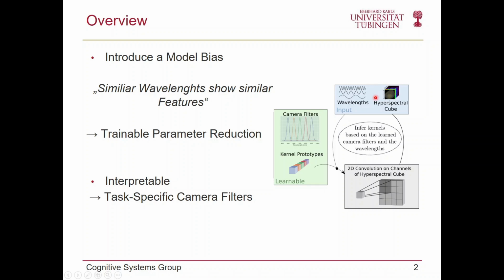As an input, we have the hyperspectral cube and the wavelengths of each input channel. And the model itself has two trainable components, the camera filters and the kernel prototypes. By using the input wavelengths, we can sample the camera filters and the kernel prototypes for this hyperspectral cube and can create the 2D convolution kernel for this specific input.